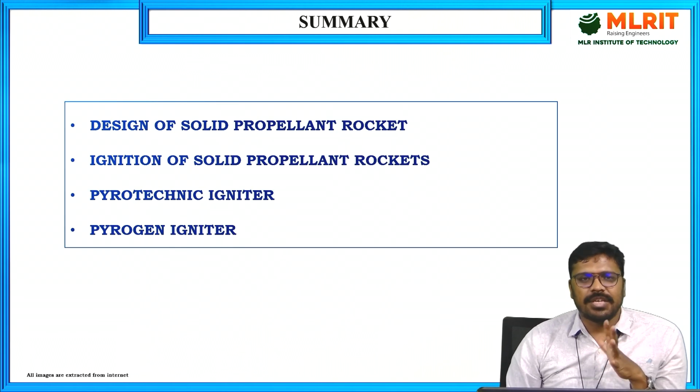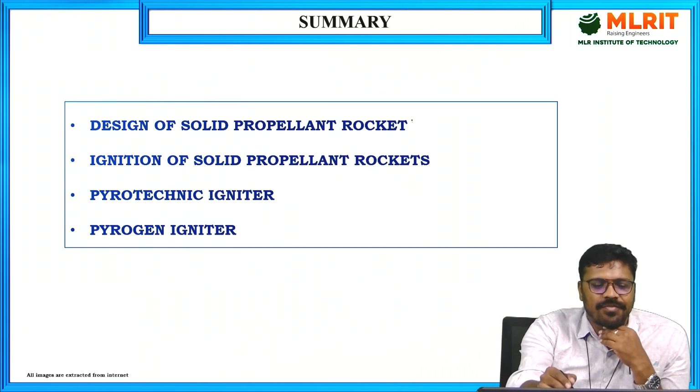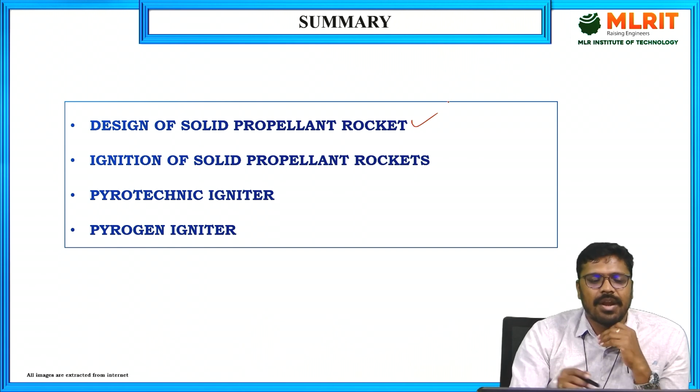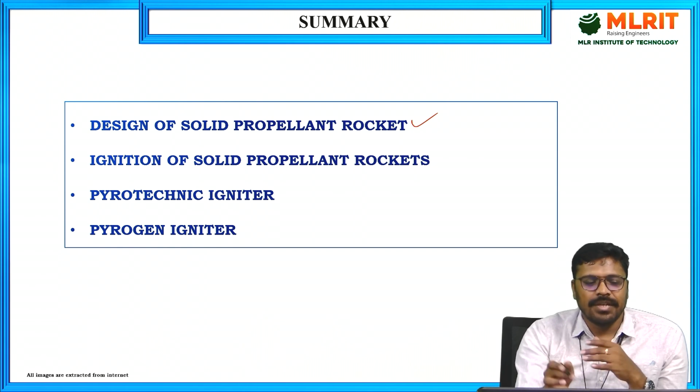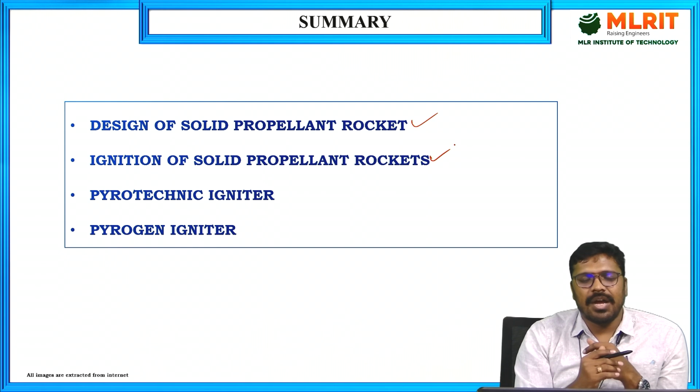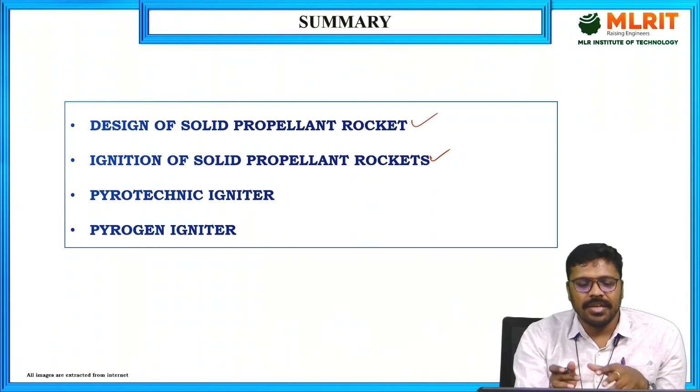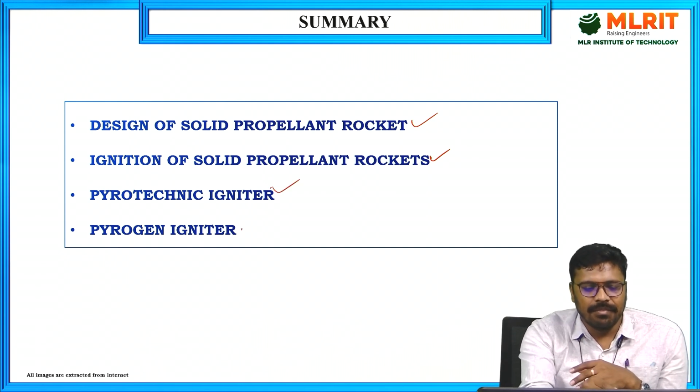Coming to the summary, we have gone through the design of the solid rocket motor, and we have gone through the process of ignition of solid rocket motors. We discussed the types of igniters: one is the pyrotechnic igniter and the other is the pyrogen igniter.